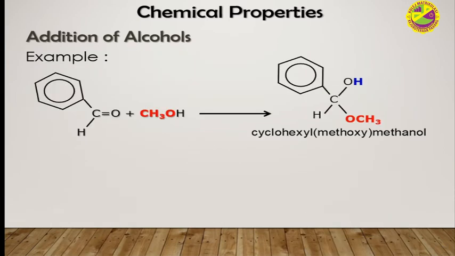The example is as follows. We have an aldehyde that undergoes reaction with CH3OH, and we can see in the product the carbon double bond O is lost and the carbon is now attached to OH and OCH3 from the alcohol.